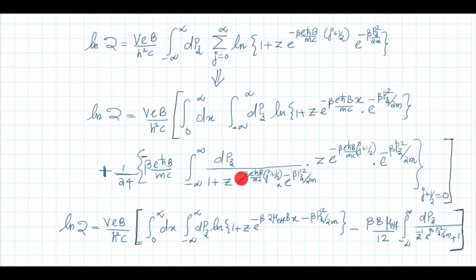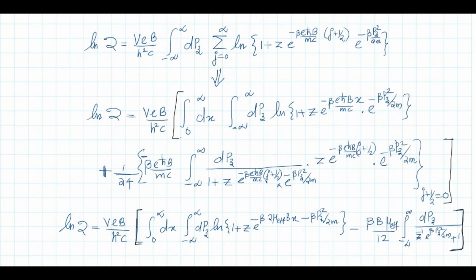So you have to take the derivative of this quantity, z e raised to minus beta eħB by mc into (j plus half) into e raised to minus beta p_z squared by 2m. Again, you have to take the derivative of this quantity. That will give you minus beta eħB by mc.